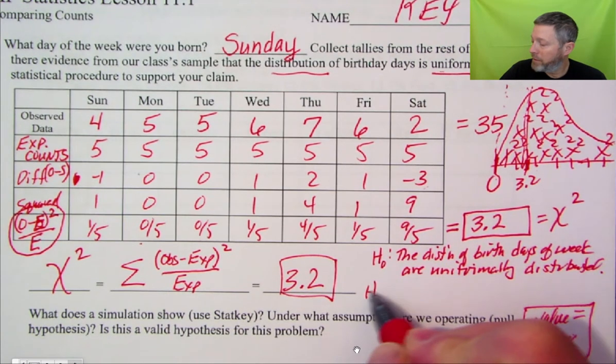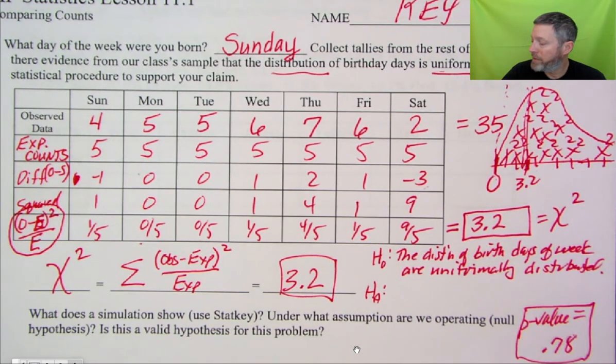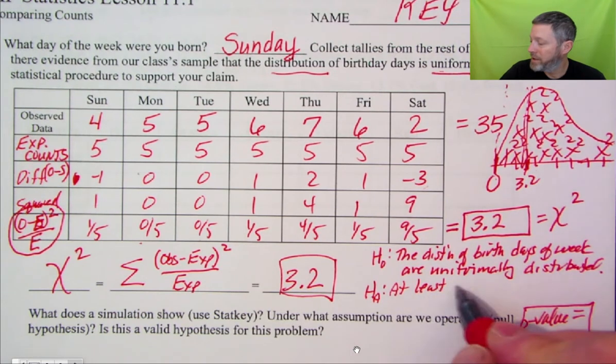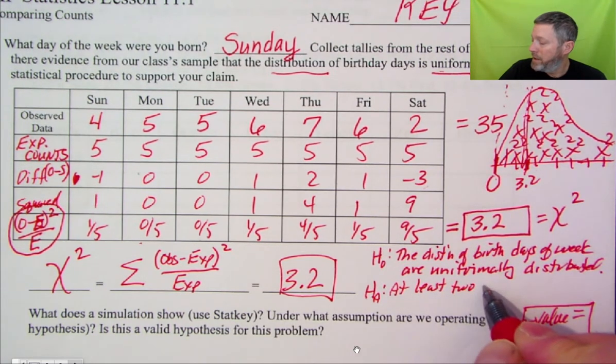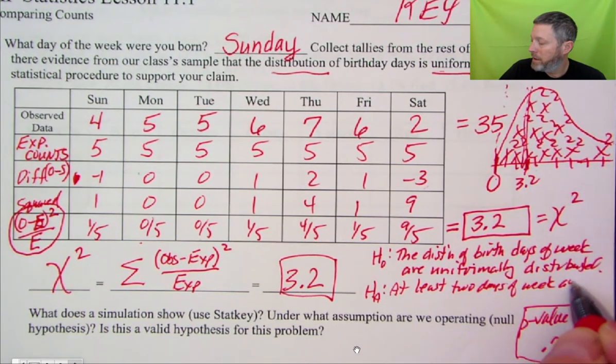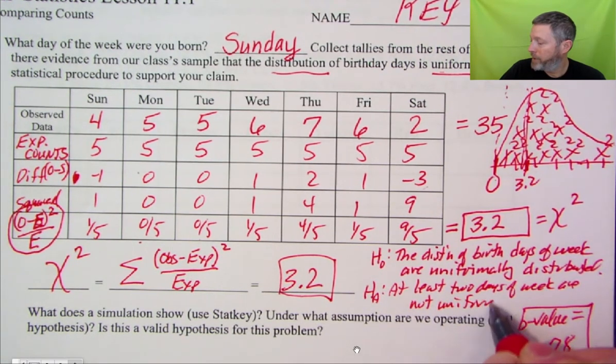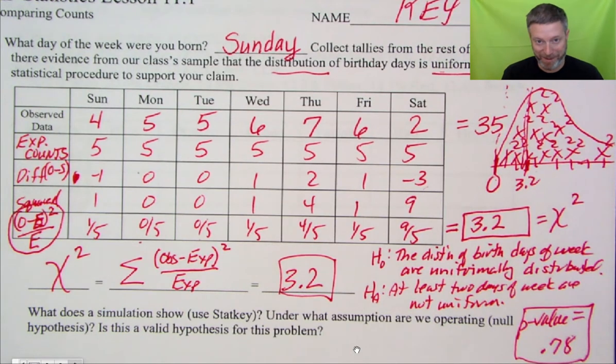What I forgot to write earlier was the alternative hypothesis. The alternative hypothesis is that at least, if you think about this, it should make sense, at least 2 days of the week are not uniform. If you think about it, if one day is off, there has to be another one. So if one day is higher than we expected, there's got to be another day, at least one, that's lower than expected. So we write that in that way, that at least 2 of those categories are not what we expected. They're not uniform.